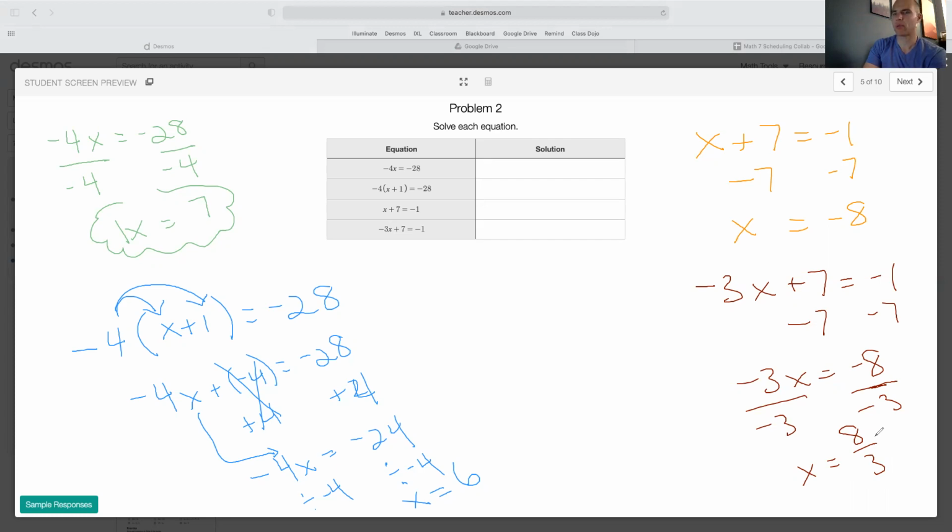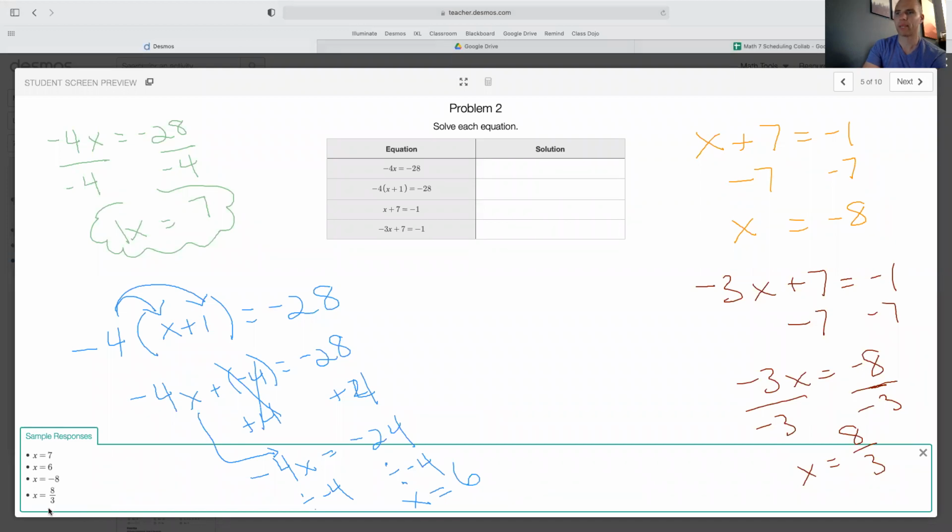I'm surprised they would give us an improper fraction answer like that, so I'm just looking at it to double check. Did I get that right? Oh wait, I got the answers down here. Let's see. Yep, that last one's supposed to be 8/3. Looks like we got them all right. Okay.